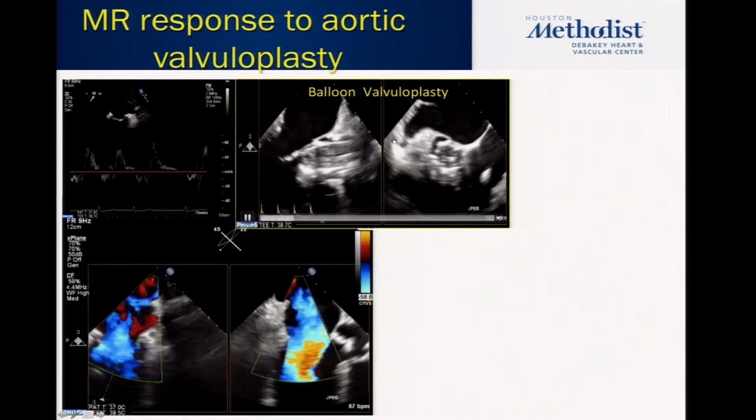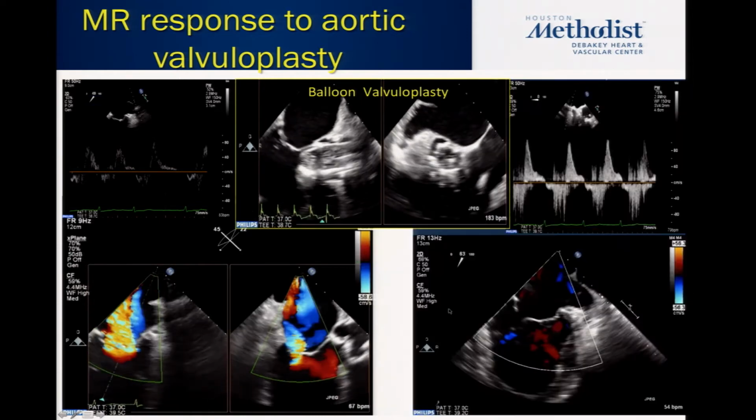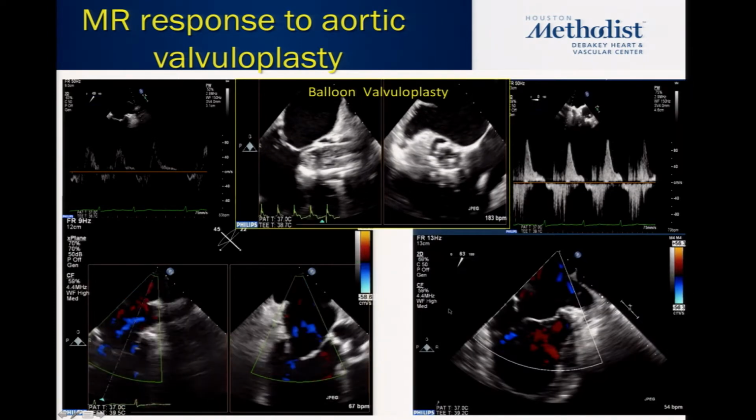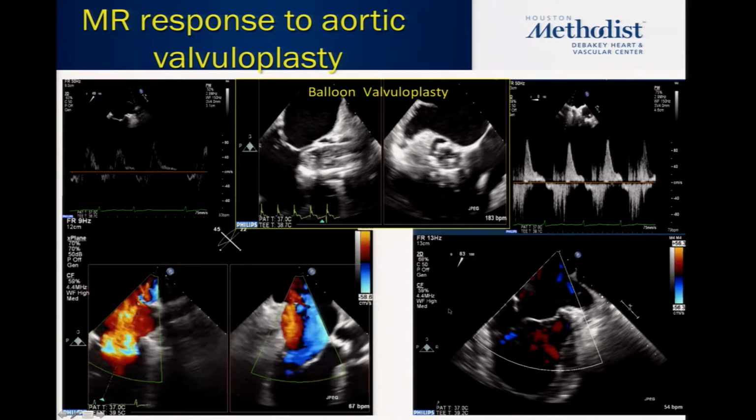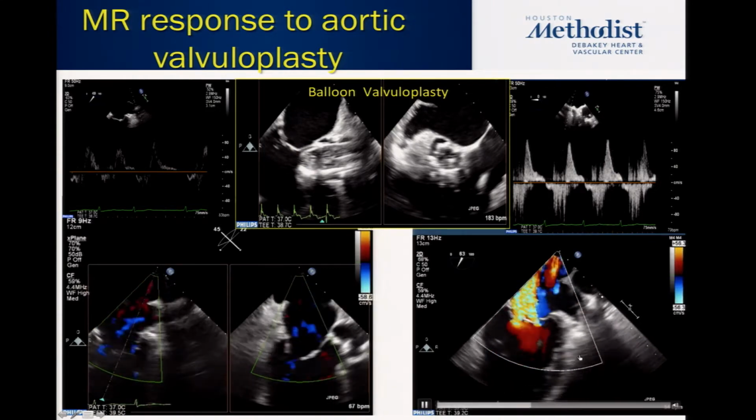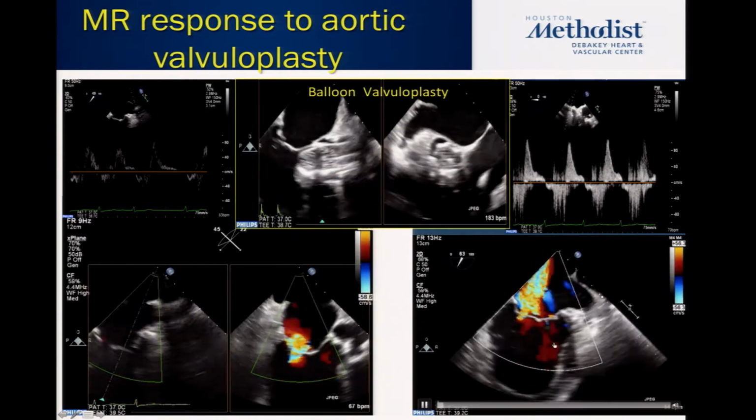Here's the balloon valvuloplasty on the aortic valve. And then here's what happened. The pulmonary vein flow reversal got worse. The signal got stronger, but importantly, the S wave reversal got deeper. The ventricle became more sick, and the MR got a lot worse.